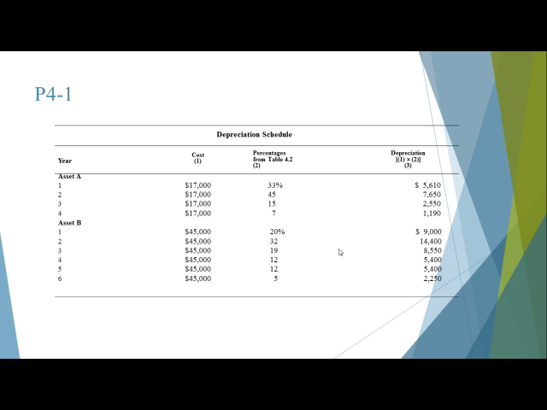For asset B, it has a 5-year life, so based on table 4.2, the first year depreciation rate is 20%, and we multiply 45,000, the initial cost for asset B, by 20%, so the depreciation for asset B in year 1 is 9,000. In year 2, 45,000 times 32%, the depreciation is 14,400, and so on and so forth.